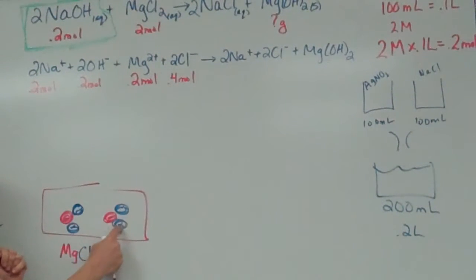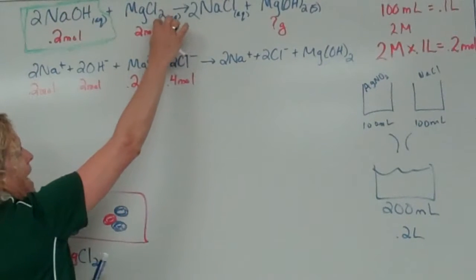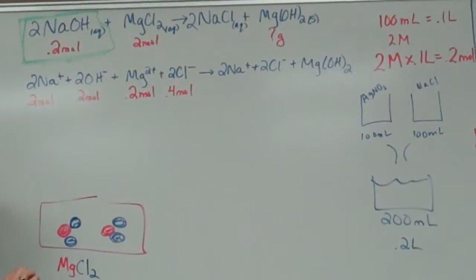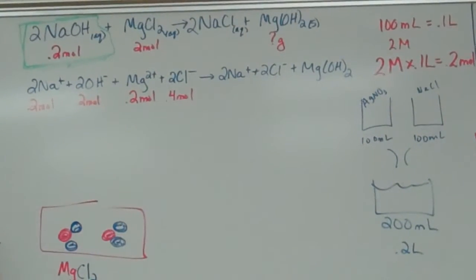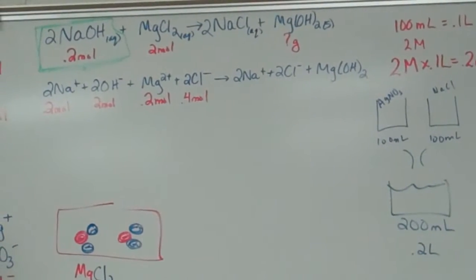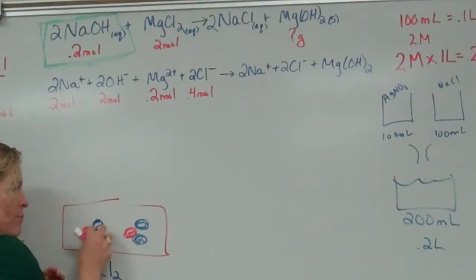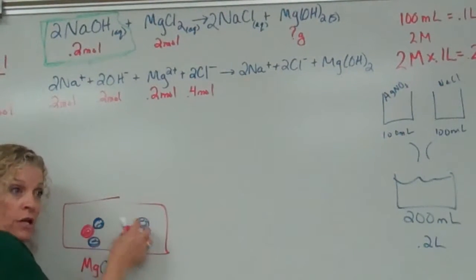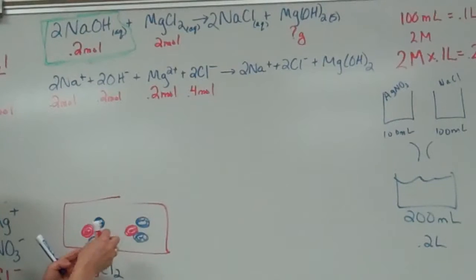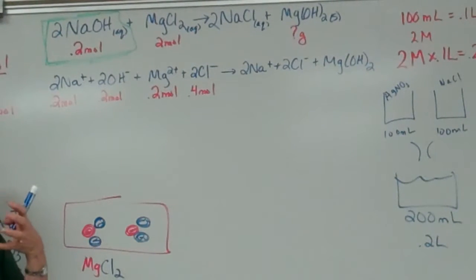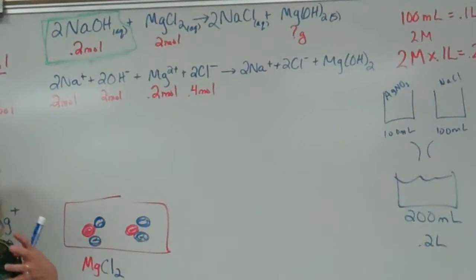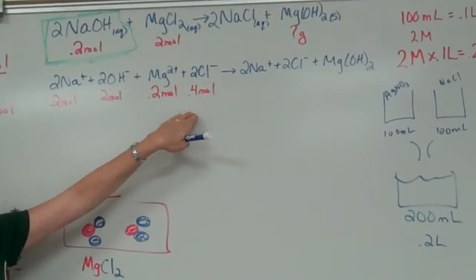In 2 moles of this, how much blue or chloride do we have? 1, 2, 3, 4. So notice we're paying attention to the subscript. It's not so much the coefficient. The coefficient tells you in which ratio they react. The subscript tells you exactly what that formula unit looks like. So when magnesium chloride dissociates, 1 magnesium and 2 chlorides come out of there. So does everybody understand why it said 4 moles?